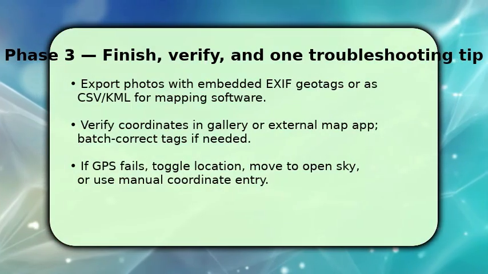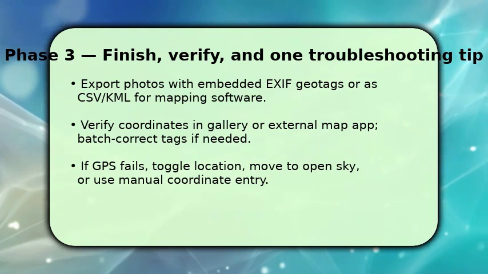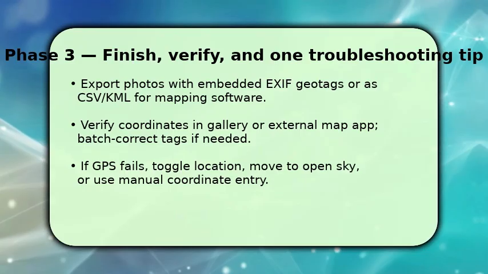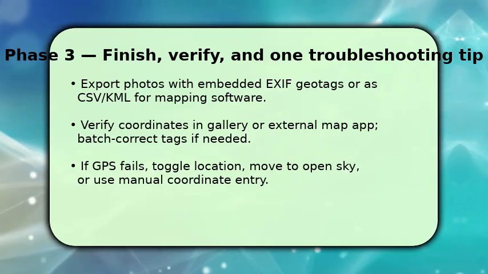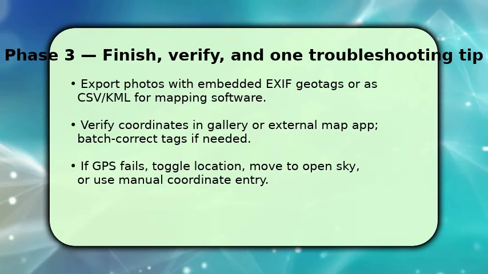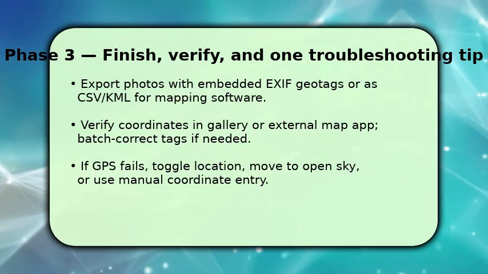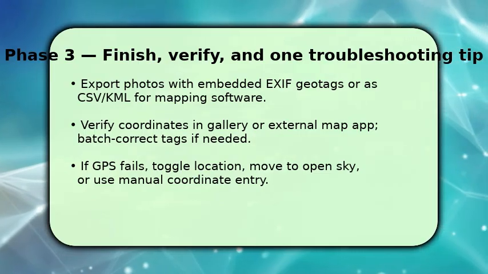You finish by exporting photos with embedded EXIF geotags or by creating a CSV or KML for GIS tools, depending on your needs. Then, verify coordinates in the app gallery or an external map to confirm accuracy. If several are off, use the batch correct feature to edit tags quickly.